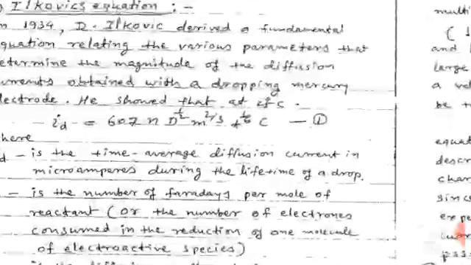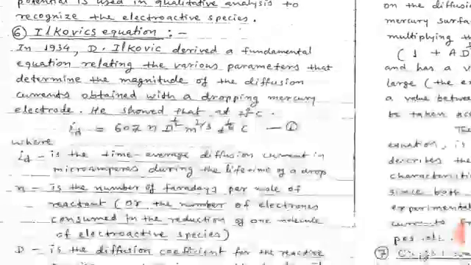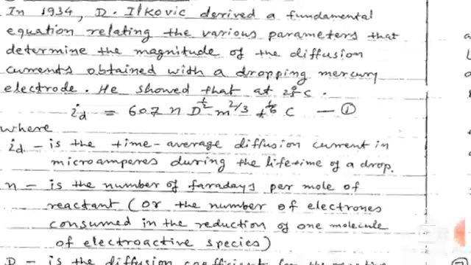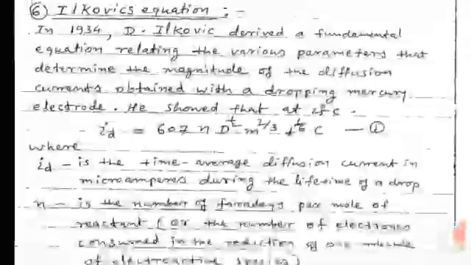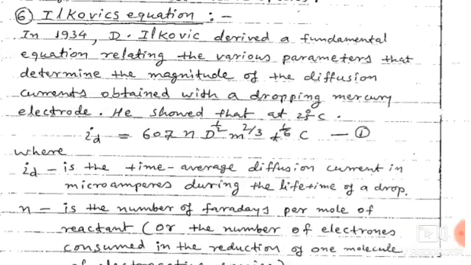Before going to the oxygen waves and their removal, we will see in short what the Ilkovic equation is. We have already learned it, but in short we will discuss this Ilkovic equation. In 1934, D. Ilkovic derived a fundamental equation relating the various parameters that determine the magnitude of the diffusion current obtained with the dropping mercury electrode.